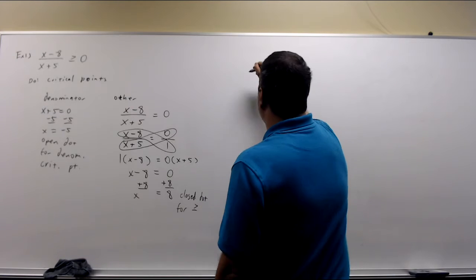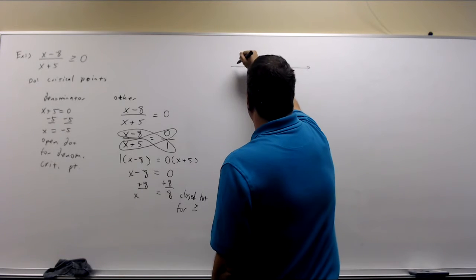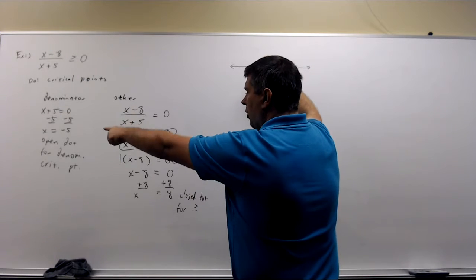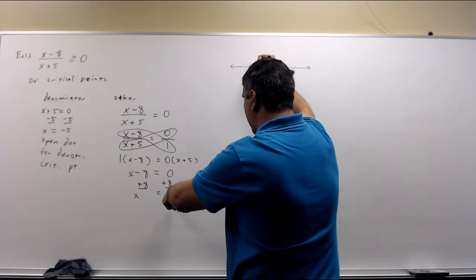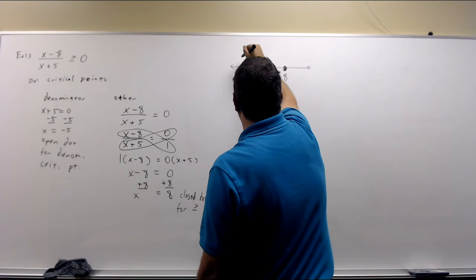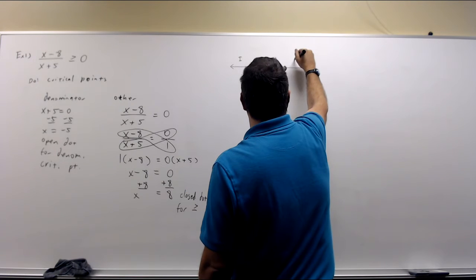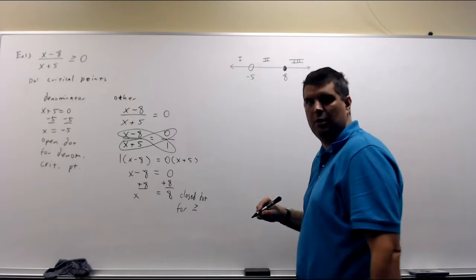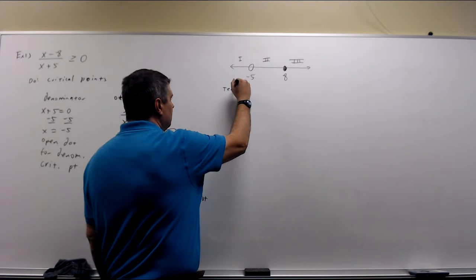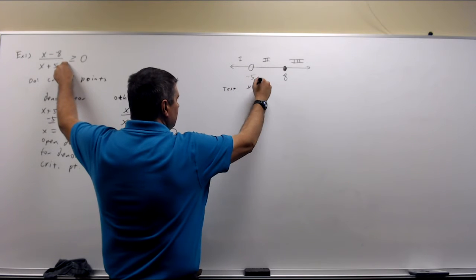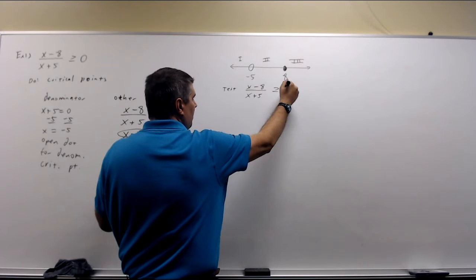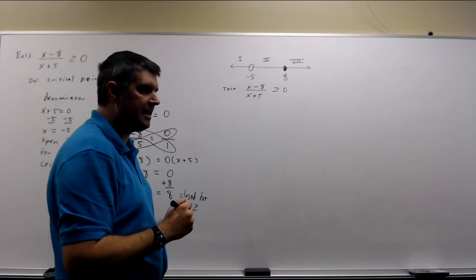Okay, so now we're going to plot these on a number line and test regions. So negative 5 is going to get an open dot. And I have 8. Region 1 over here, region 2 over here, and region 3 over here. Okay? So, we're going to test (x minus 8) over (x plus 5) greater than or equal to 0.